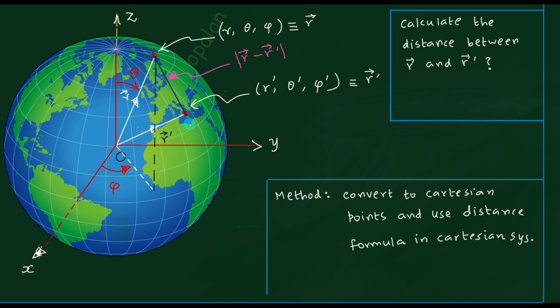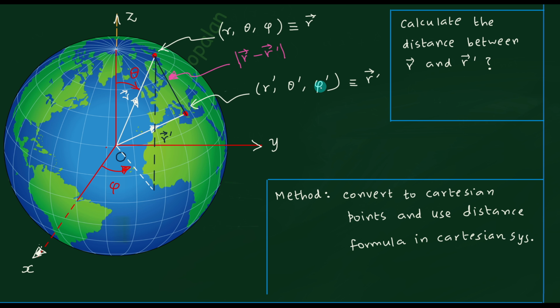And similarly, you'll have to repeat the procedure for the second point r prime. So there is a white line here. You have to draw the corresponding projection on the horizontal plane. Like this you have to do. Then you have to draw a dotted line, and then you have to measure the angle up to that. Then that will be the phi prime.